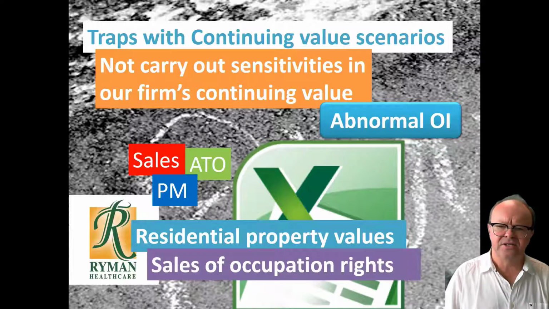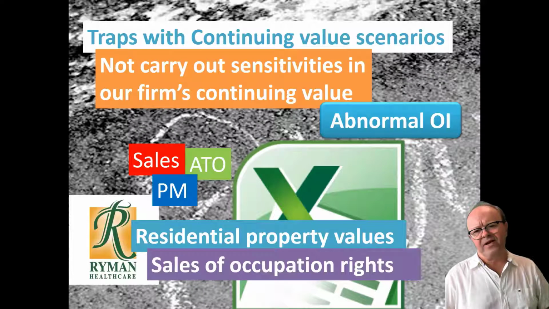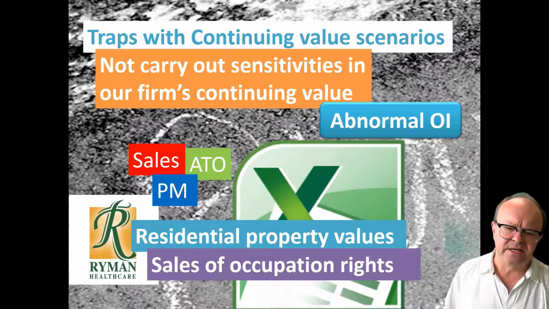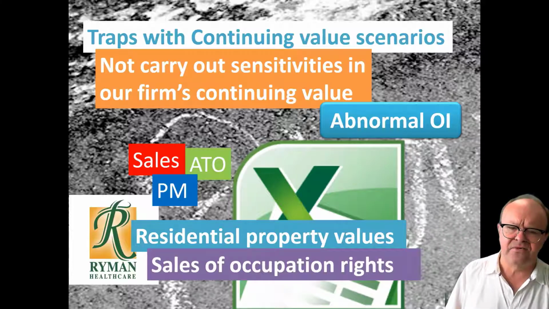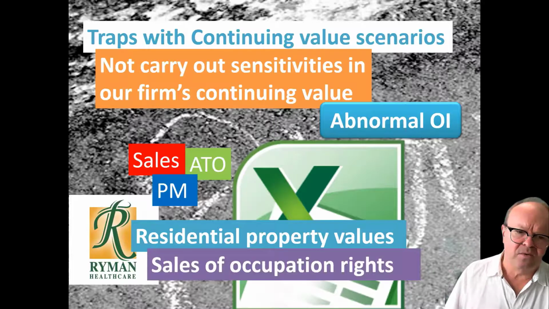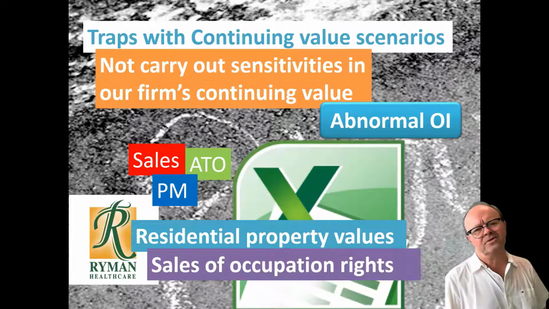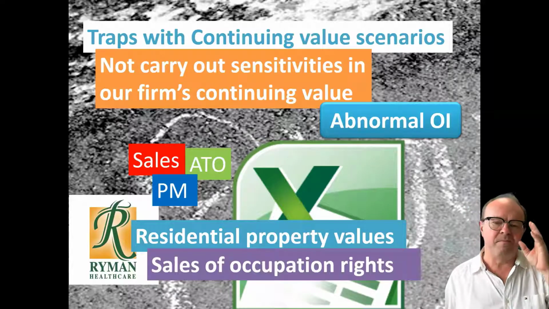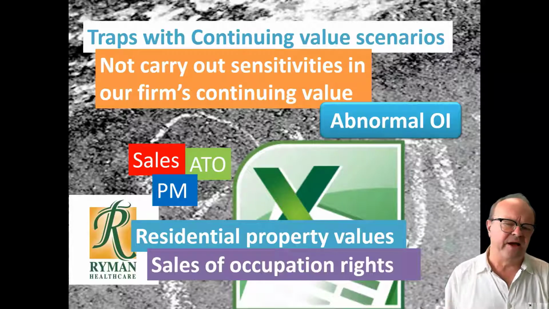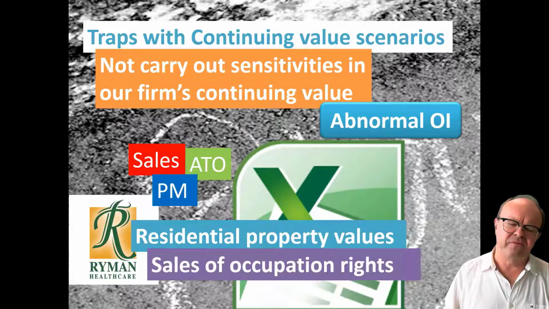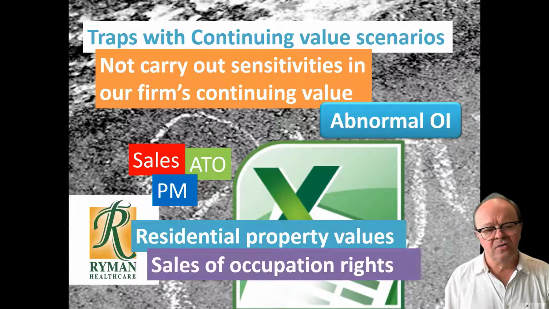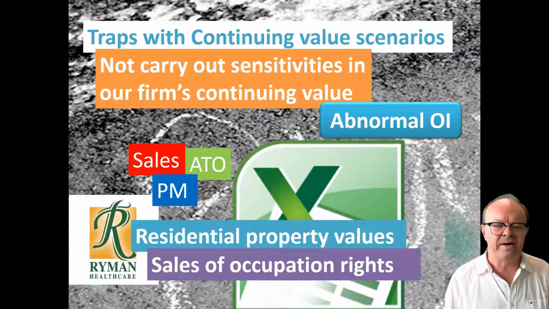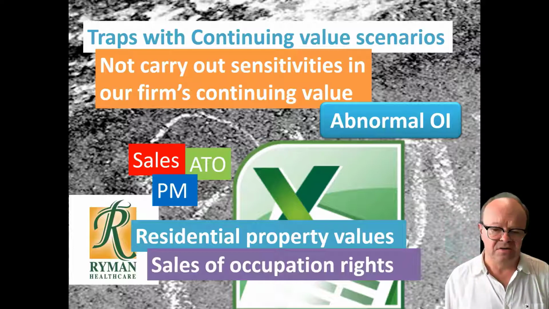So sales, asset turnover, and profit margin that feed into the abnormal operating income can be driven by all sorts of factors. Residential property values is one of the factors for Ryman Healthcare. There's been a bit of a boom in residential properties in the last few years, then it tends to flatten out and then tends to go to another boom, or it might go backwards sometimes. Those residential property values will have an impact on how Ryman Healthcare goes in the long term. And also the sales of occupation rights, how much demand there is for it, and whether this strong demand to be going into retirement villages continues.